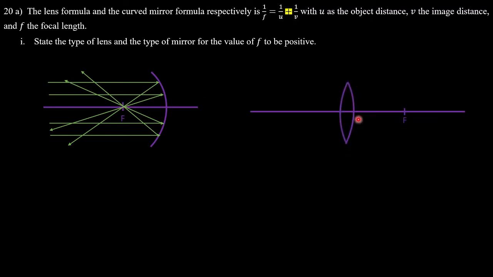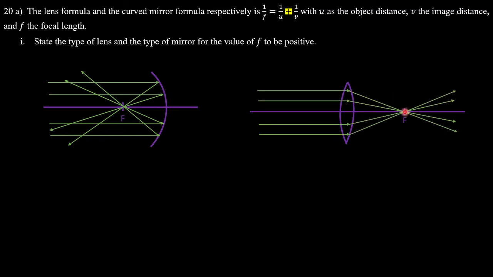For a converging lens, same, light rays parallel to the principal axis will focus on that point here, which is a focal point, and this point is a real focal point because all the light rays pass through this point. So this is known as f positive. So the answer is concave mirror and converging lens.